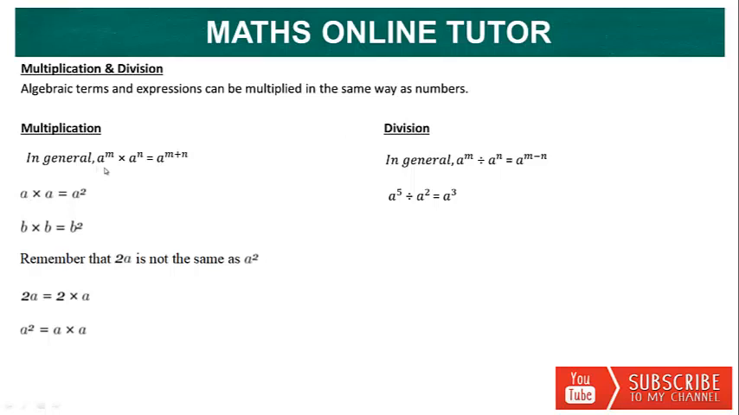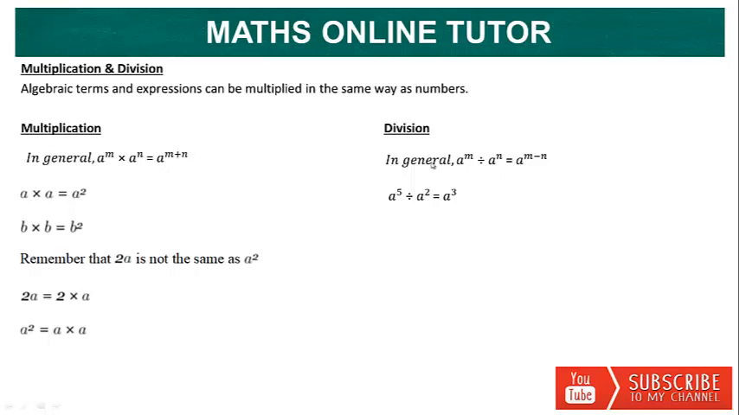For multiplication, the rule is if the terms have the same letter, then regardless of the power, we can add the powers together. Here we have the same term, a to the power of m and a to the power of n. So the powers can be added together. The answer will be a to the power of m plus n.